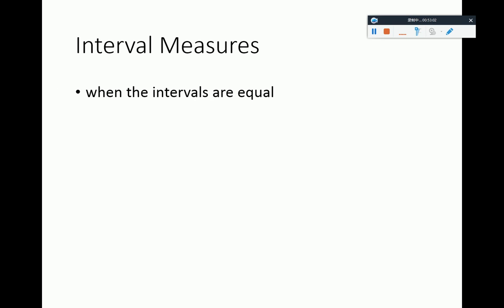What if I have an ordinal measure, and I know that with an ordinal measure we don't have equal intervals, but what if I make those intervals equal? What will happen? Well, if you do that, congratulations, you will have our next type of measure that we call an interval measure. An interval measure is simply an ordinal measure with equal intervals.